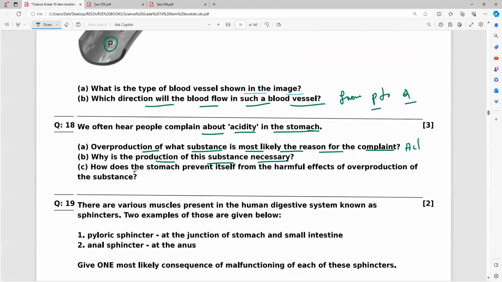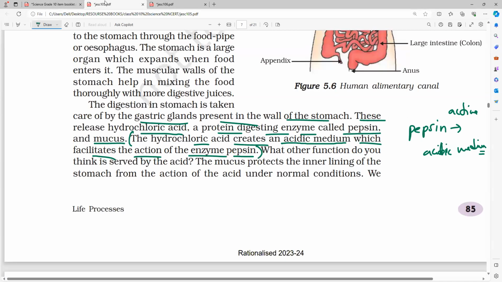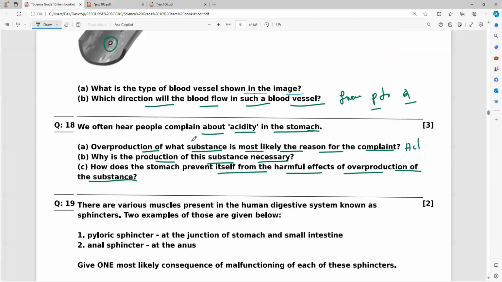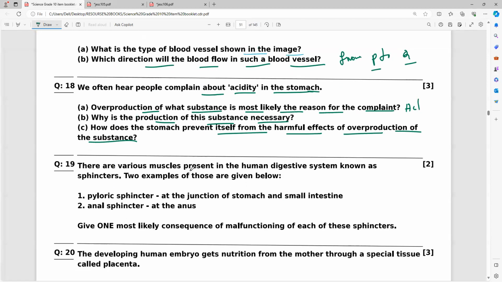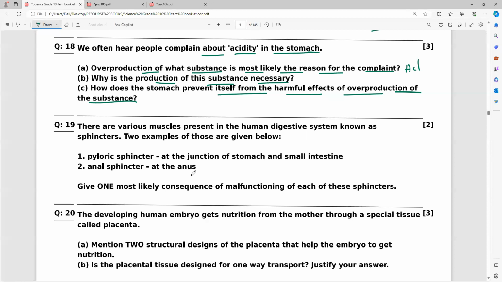Next. How does the stomach protect itself from the harmful effects of overproduction of this substance? There is something that neutralizes acid. What is that? Mucus. The mucus protects the inner lining of the stomach from the action of the acid under normal conditions. Make it quick. So that is the whole answer. Word for word, we have to read from the NCERT. All of you mark it in your NCERT book also. That is what I wanted. All of you clear? Next.